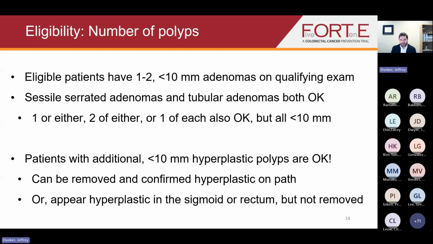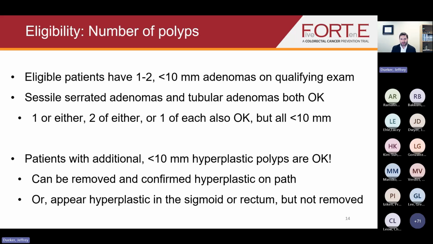The pathology of a sessile serrated adenoma or a tubular adenoma are both considered okay. So if you had 1 sessile serrated or 1 tubular adenoma, that's fine. You could have 2 of each kind, or you could have 1 of each. As long as there's some combination of the 2, as long as there's no more adenomas, and as long as the adenomas are less than 10 millimeters, you're good.